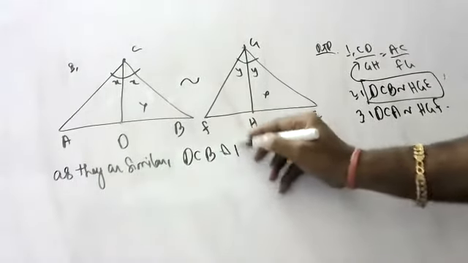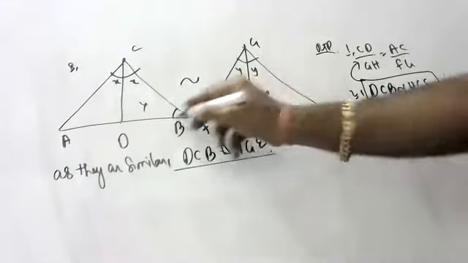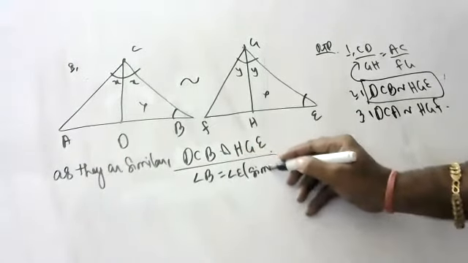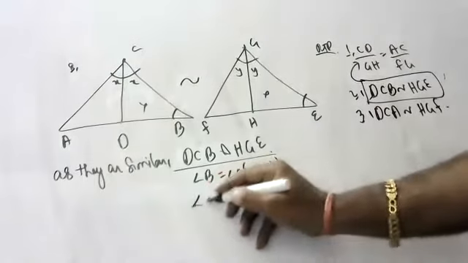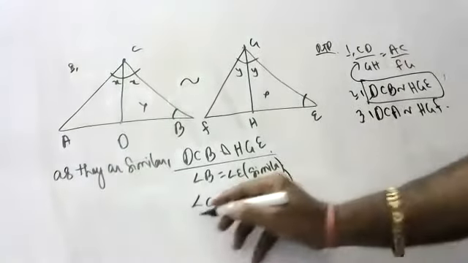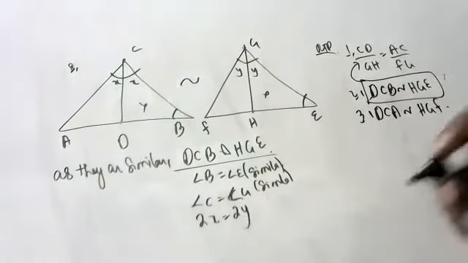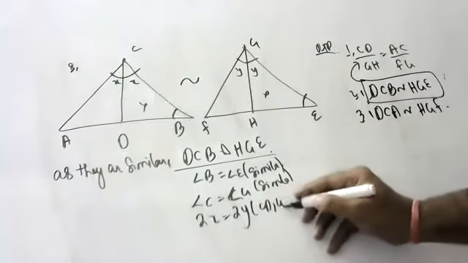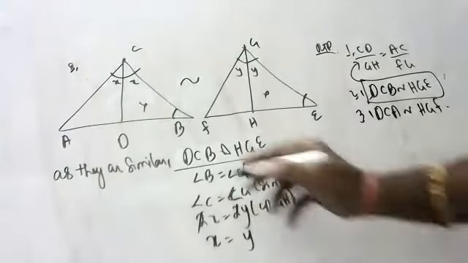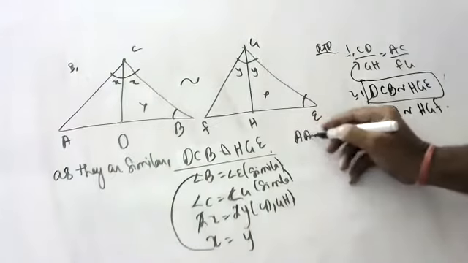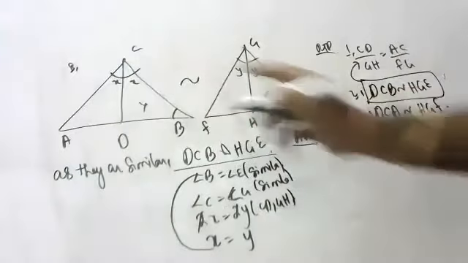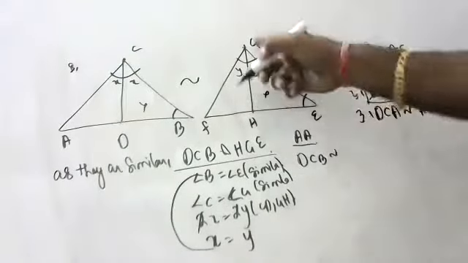In DCB and HGE, angle B is equal to angle E. Can anyone say why? Similar triangles, because they first said they are similar triangles. Angle C is equal to angle G. Why, children? Similar triangles. 2x is equal to 2y. Why, children? Because CD and GH are angle bisectors. x is equal to y, because the 2s cancel. So by AA angle similarity, we can say that DCB is similar to HGE.